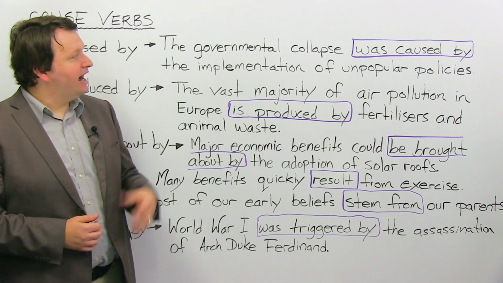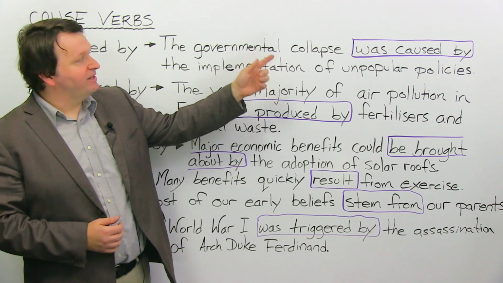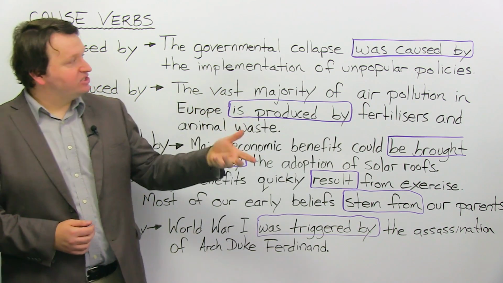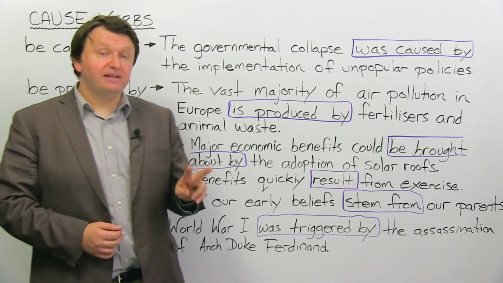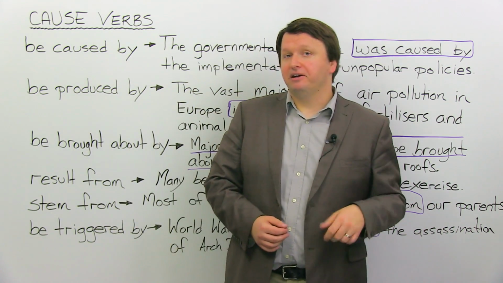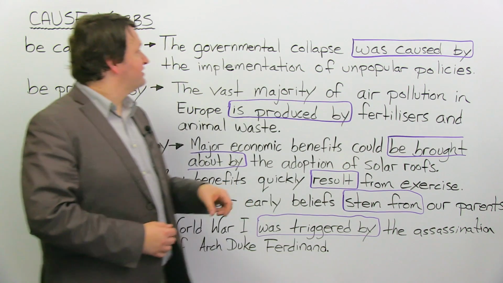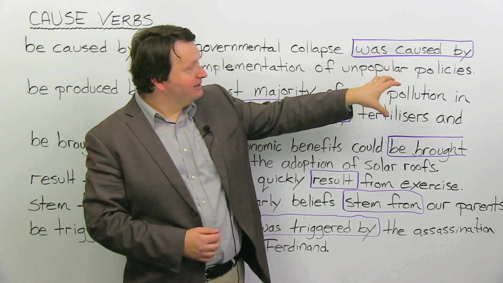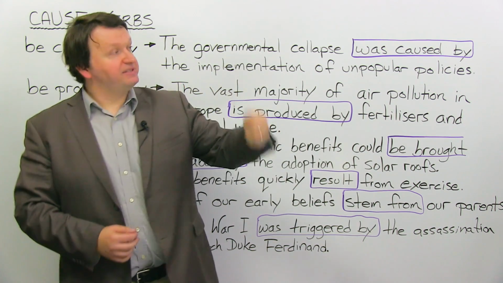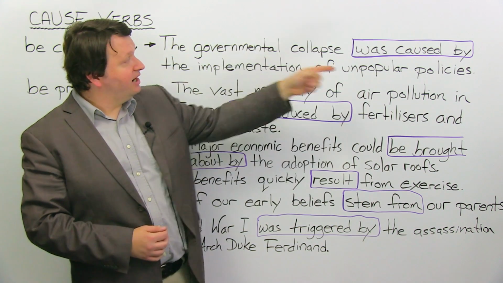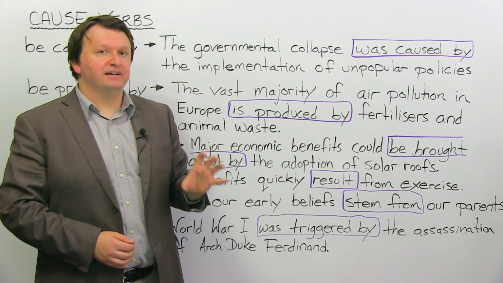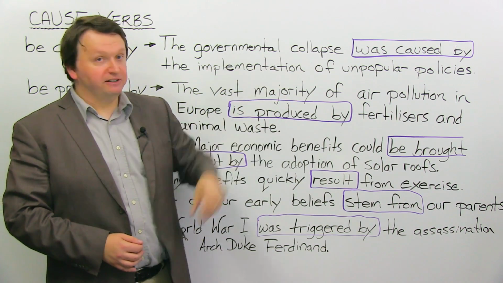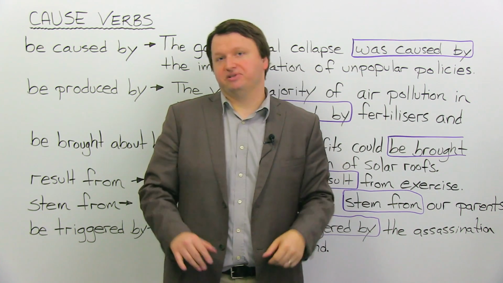So you want to say that the unpopular policies caused the government collapse, or you can say the government collapse was caused by the implementation of unpopular policies. Okay, so you can say this in two ways. You can say it in the effect way, where you really emphasize the effect. So the government collapse is the effect, and the cause of the collapse is that they implemented unpopular policies. So if you want to emphasize the government collapse, put it first, use the passive form, was caused by. If you want to emphasize the implementation of unpopular policies, you can put that first. So it really depends what you want to stress in your sentence, okay?